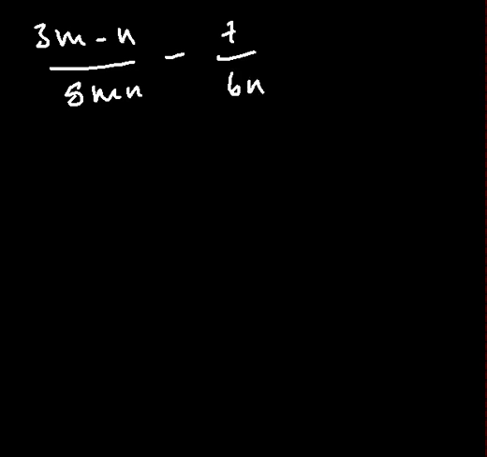Now what if we have something like this? Let's see how we can work it out. Let's say we have (3m - n) divided by 5mn, minus, let's say, minus 7 divided by 6n. How do you think you can do this? You know what the common denominator is? We have it as 30mn.